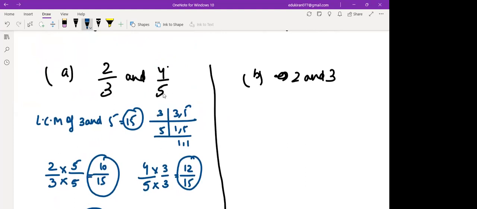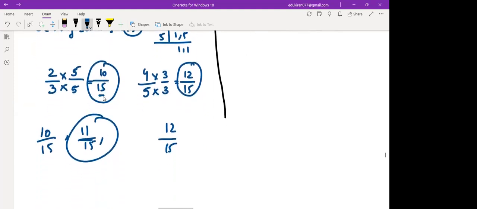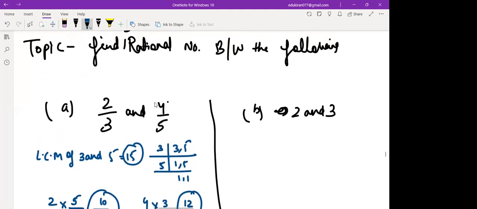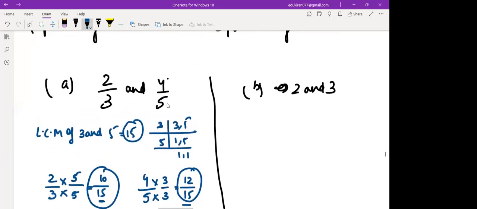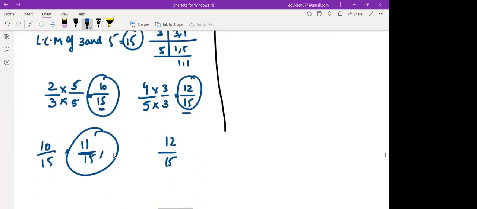Because the denominators were not the same. So I made the denominator the same. Now here you can see 15, here also 15. So that's why I can find the number in between. But here it was not possible. So whenever the denominators are different, you will follow this process.